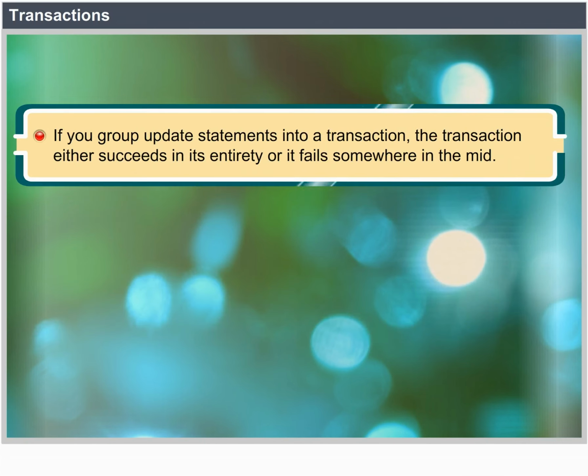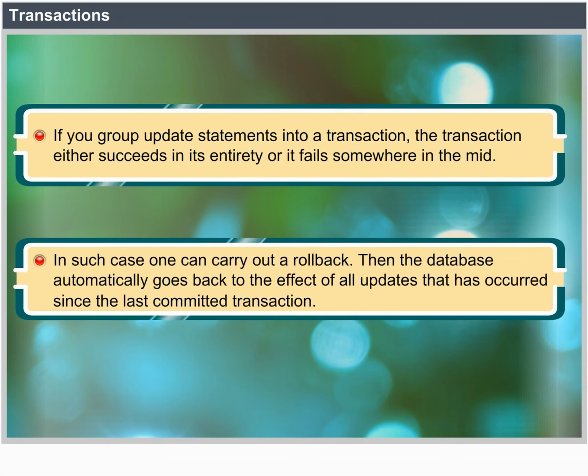If you group update statements into a transaction, the transaction either succeeds in its entirety or it fails somewhere in the middle. In such a case, one can carry out a rollback, then the database automatically goes back to the effect of all updates that have occurred since the last committed transaction.